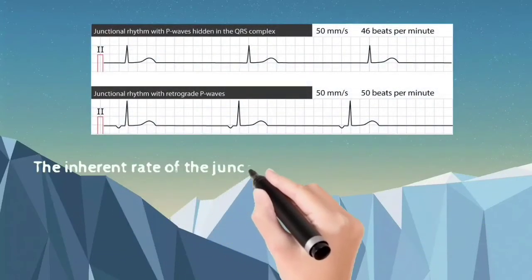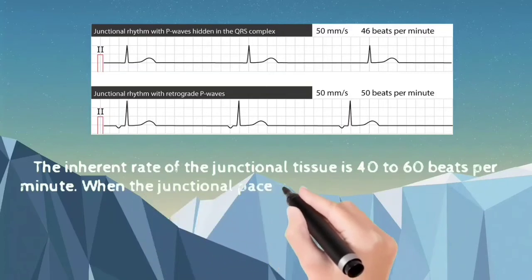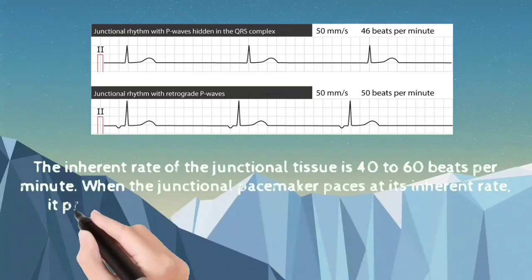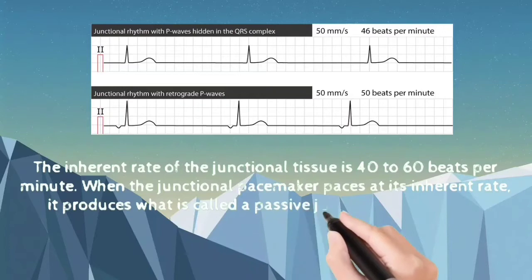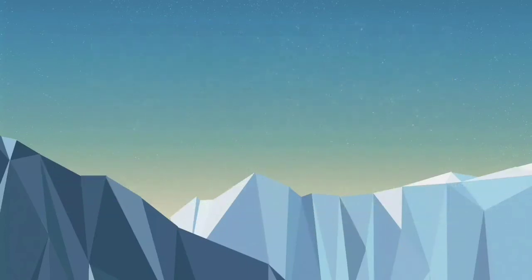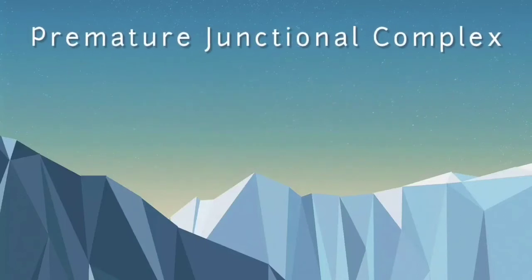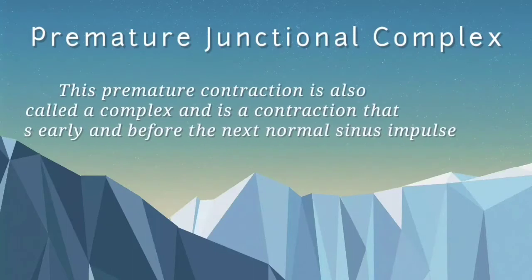The inherent rate of the junctional tissue is 40 to 60 beats per minute. When the junctional pacemaker paces at its inherent rate, it produces what is called a passive junctional rhythm or a junctional escape rhythm. Junctional dysrhythmias may include premature junctional complexes, non-paroxysmal junctional tachycardia, and AV nodal reentry tachycardia. Let's first discuss the premature junctional contraction.